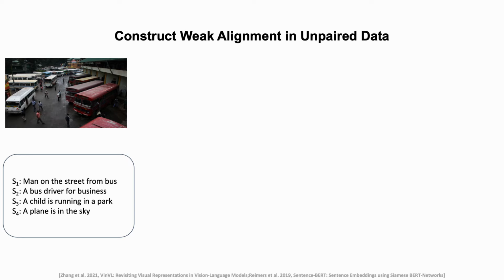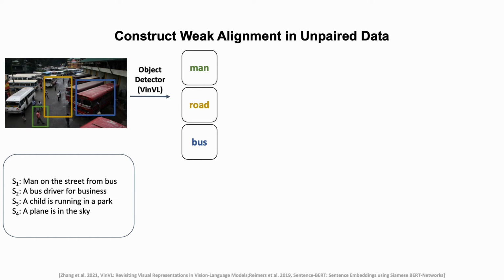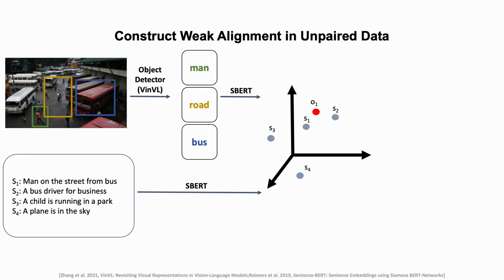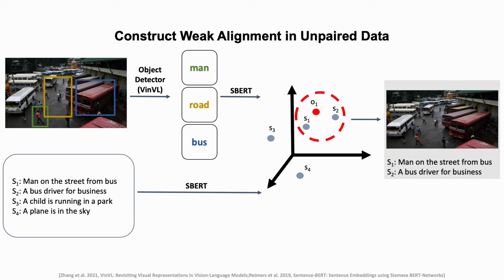First, we leverage a pre-trained object detector to extract the object tags from the image. Then we pass the list of extracted object tags and all the candidate texts through a pre-trained Sentence-BERT model to obtain their vector representation in a shared embedding space. Finally, we compute the cosine similarity between the embedding vector of the object list and the candidate text to find the weakly aligned text to the image.